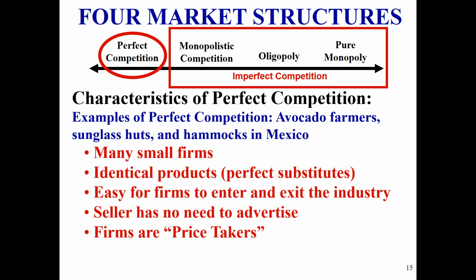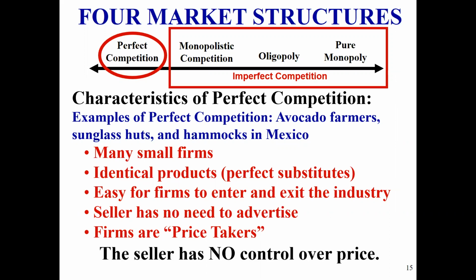If you're easy to enter and exit, you know there's no long run profits or long run losses. No need to advertise because everyone has the same product. Firms are price takers. And then you got monopolistic, oligopoly, and pure monopoly, and those are imperfect competition. All right, just remember that both the competitions have zero economic profits in the long run.